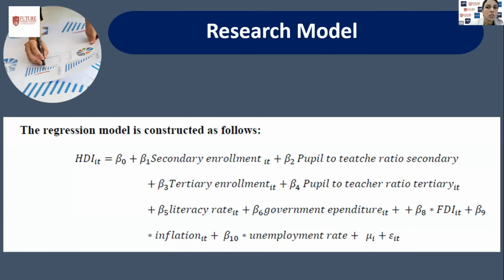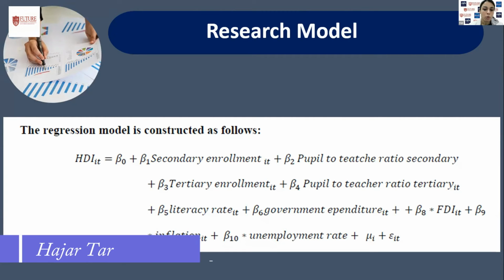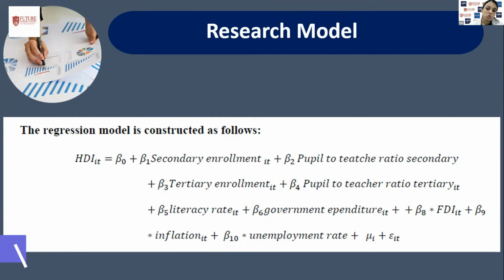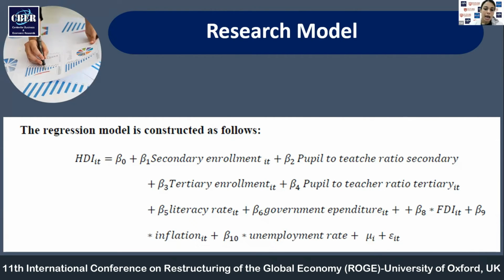As you can see here, this is the research model that has been constructed from a regression point of view. I selected the Human Development Index to act as a proxy reflecting economic development, and it acted as the dependent variable. For the efficiency of education variables, I selected secondary and tertiary enrollment, pupil-to-teacher ratio in the secondary and tertiary levels, literacy rate, and government expenditure. There were also two control variables in this model: foreign direct investment and inflation.